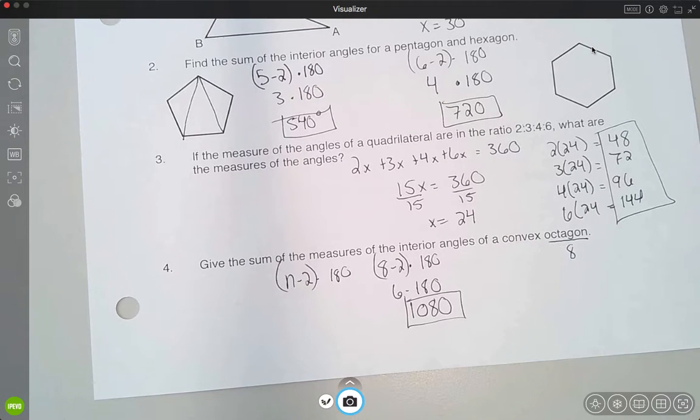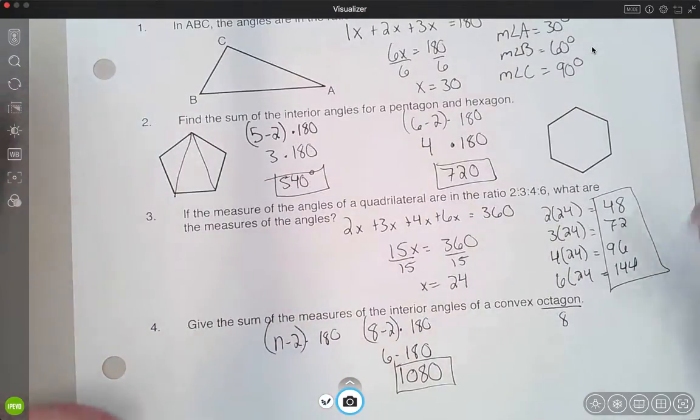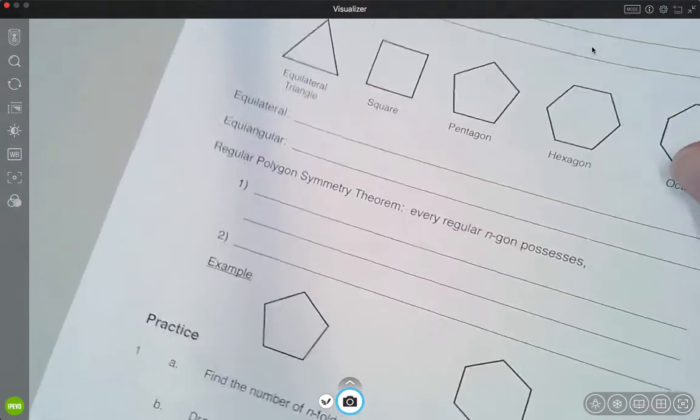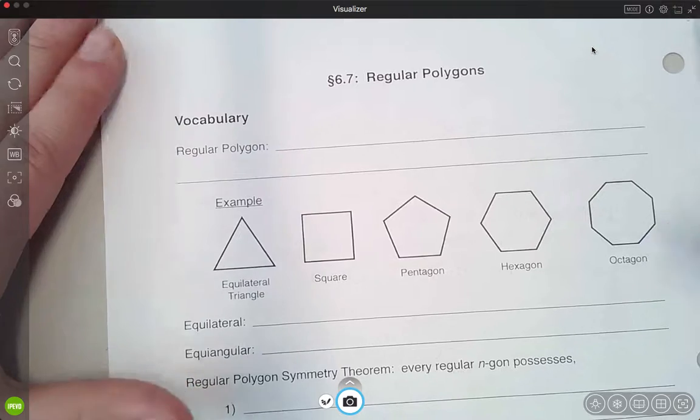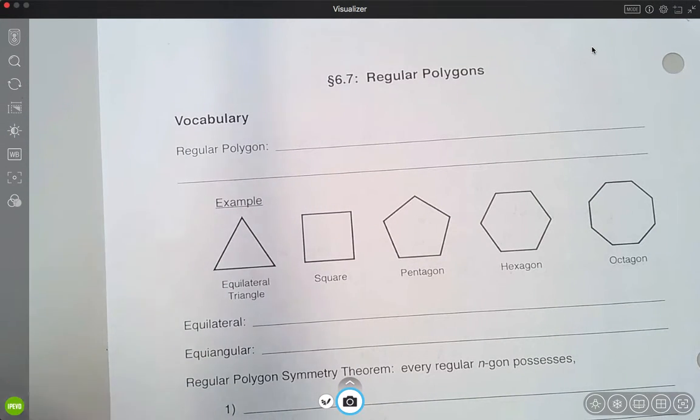Okay, so that's going to finish up 5-7, but we're going to also go to the other side of this page and talk about 6-7. So 6-7 now takes us from polygons and talking about their measures and their sum to now talking about regular polygons. When we talk about polygons, we've defined that word regular previously, but we want to make sure that we're all on the same page there.